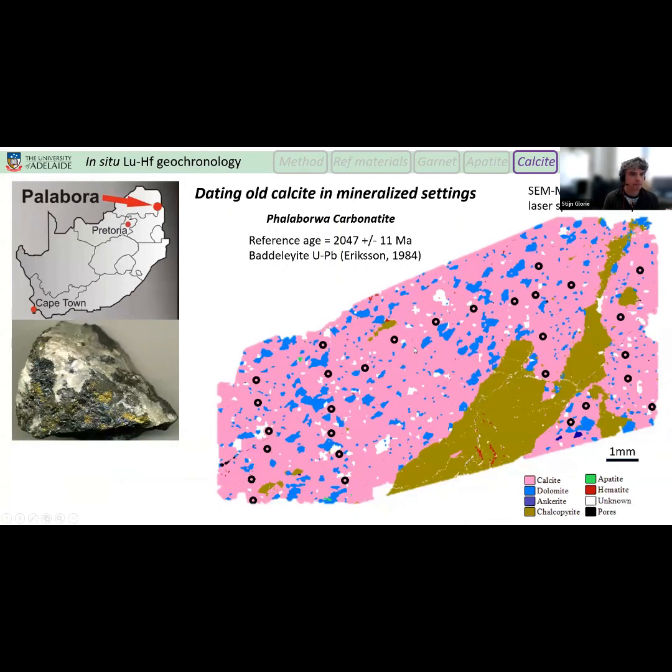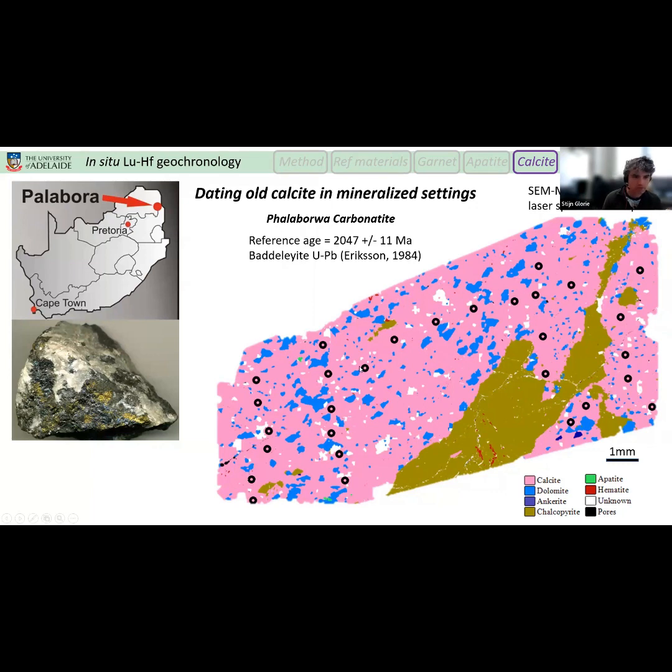Another example, we're now in Palabora in South Africa, looking at the carbonatites, where again, calcite is quite abundant. And if you want to date carbonatites, then you may as well try to date calcite. So we have a good reference age as well here. It's a baddeleyite age of 2047, published several years ago. And this is how the rock looks. So you can see it's abundant dolomite and calcite, and also a lovely large chalcopyrite vein through it. So if you want to date the copper, you can date the calcite potentially, and you will know how old the copper is, if those two are cogenetic, which seems to be the case in this rock.